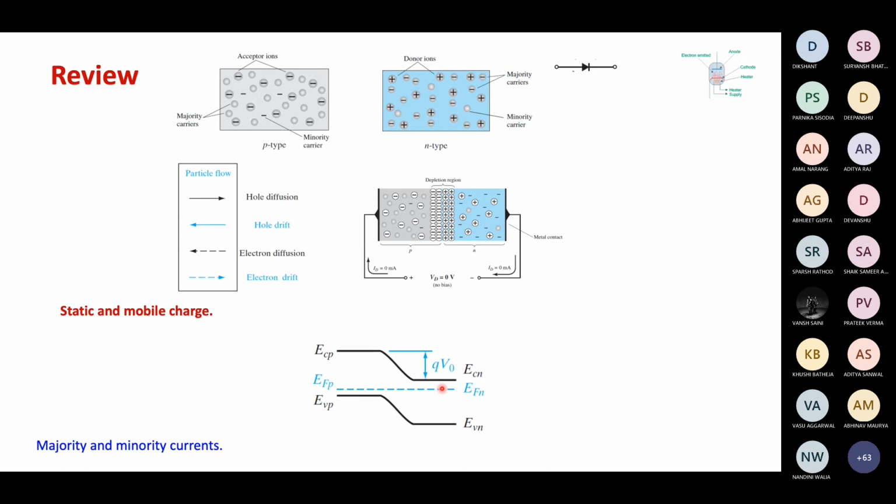So let me quickly repeat what I said to you: the proximity between EFN and ECN, the Fermi level and conduction band minima, tells us about the number of electrons in a system. So if EFN is closer to ECN, it means that in n-type material, the number of electrons will be more. And the distance between EFN and EVN, or EF and EV, governs the number of holes.